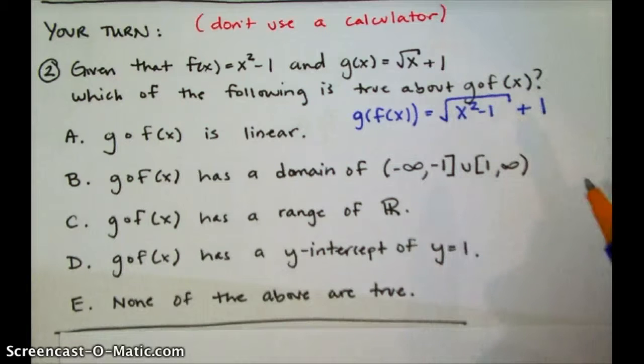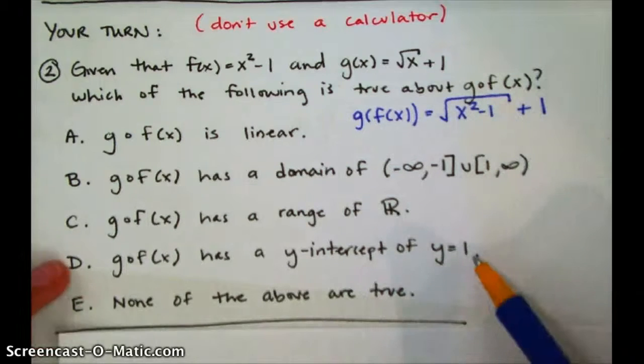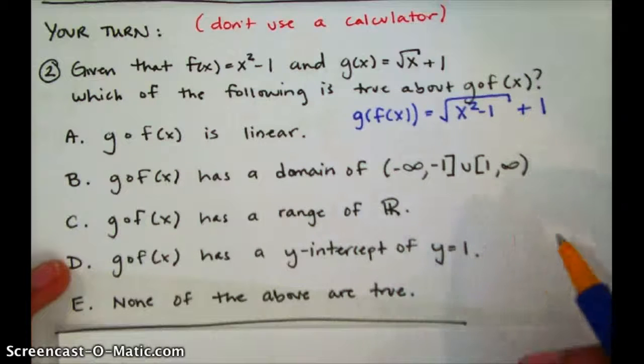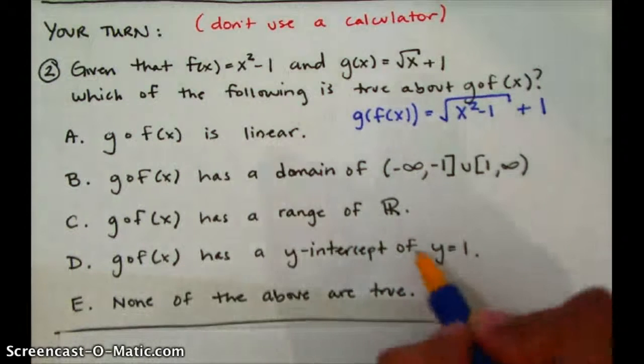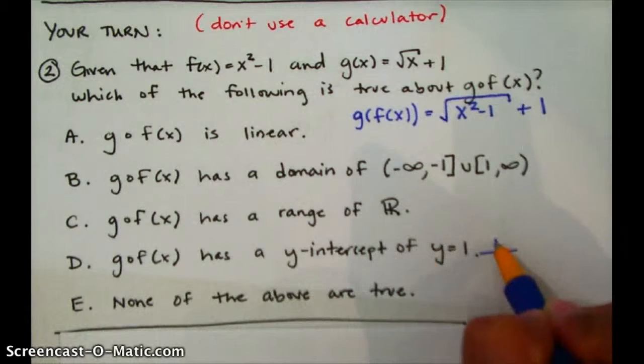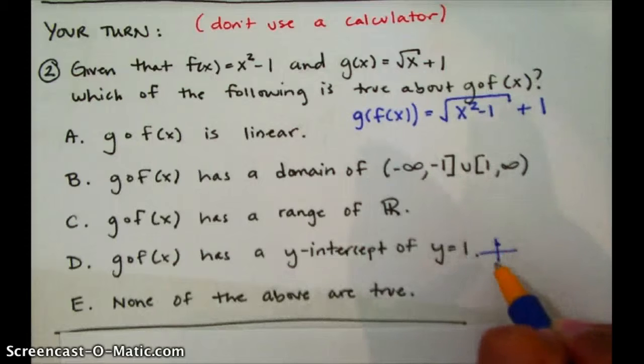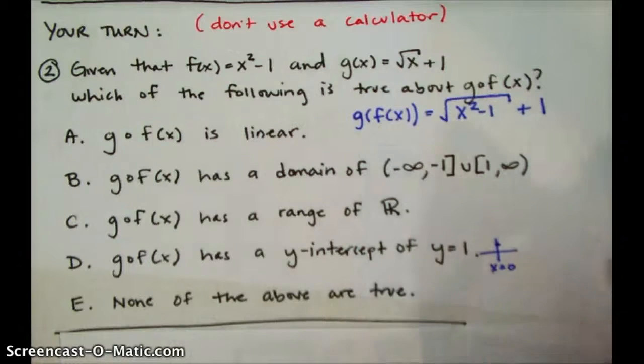The first one that I would look at is the y-intercept. I think this is the easiest one to see. The y-intercept is the point on the y-axis, which is the same thing as saying the point where x equals 0. So if you ever need to check a y-intercept, all you have to do is plug in 0.